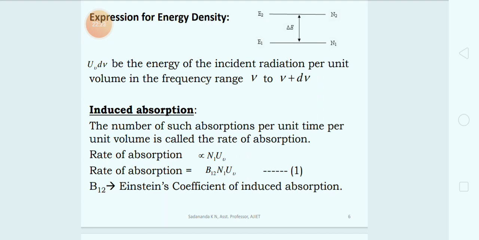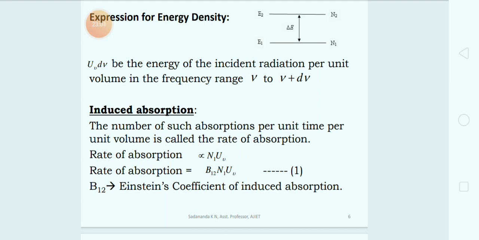So please remember, rate of absorption depends upon two parameters. It is the number density of the lower energy state. Why? Because we are talking about the atoms which are present in the ground state. They have to be excited. That is why we are concentrating on the number density at the ground state or the lower energy state. And also the amount of radiation which is falling onto the system is important. As a result, U nu comes into the picture. N1 and U nu are the two parameters on which the rate of absorption depends.